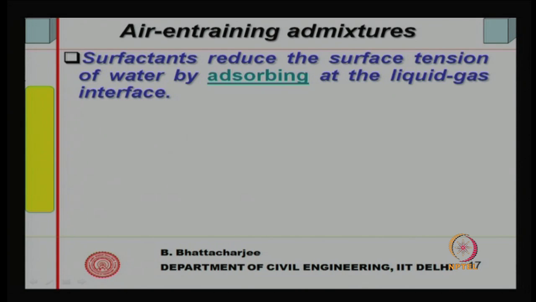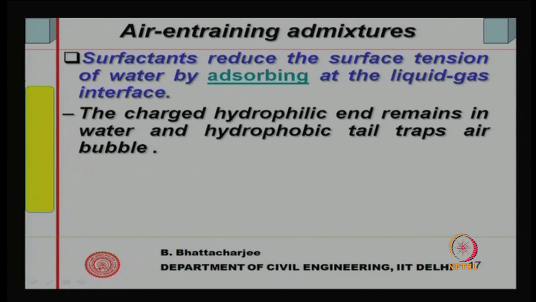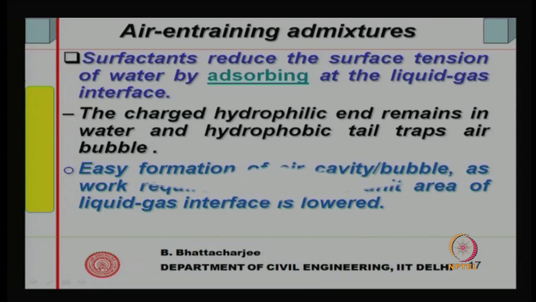Essentially, they reduce the surface tension of water by adsorbing at the liquid gas interface. So, they get adsorbed at the liquid gas interface, that is the water air interface, and change the surface tension properties of the water. In fact, the charged hydrophilic end remains in water and the hydrophobic tail traps the air bubble. So, they are at the boundary of water and air, at the air water interface. On the water side, the charged part remains in contact with water, the hydrophobic tail traps the air bubble. So, at the interface, they reduce the surface tension of water, and bubble formation becomes easy.